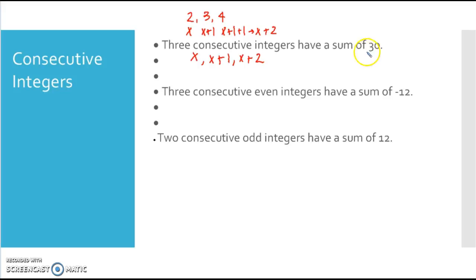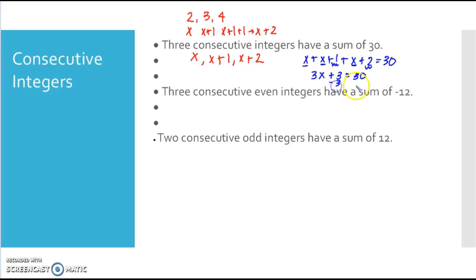And it says the sum is 30. So if I were to write an equation, I could say x plus x plus 1 plus x plus 2 equals 30. Simplify the left side by combining my like terms. So I've got an x, an x, and an x to give me 3x. Then I've got a 1 and a 2 that give me 3. So 3x plus 3 equals 30.